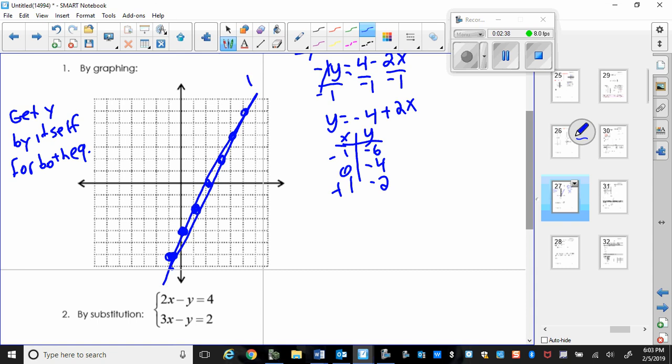Don't make this ugly line that I just made. It's a shame. We don't want to be shamed. But apparently I am.